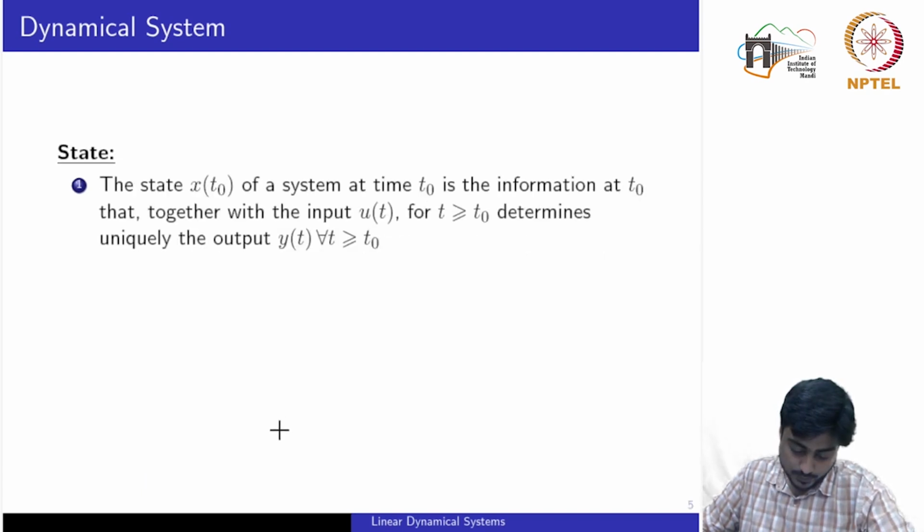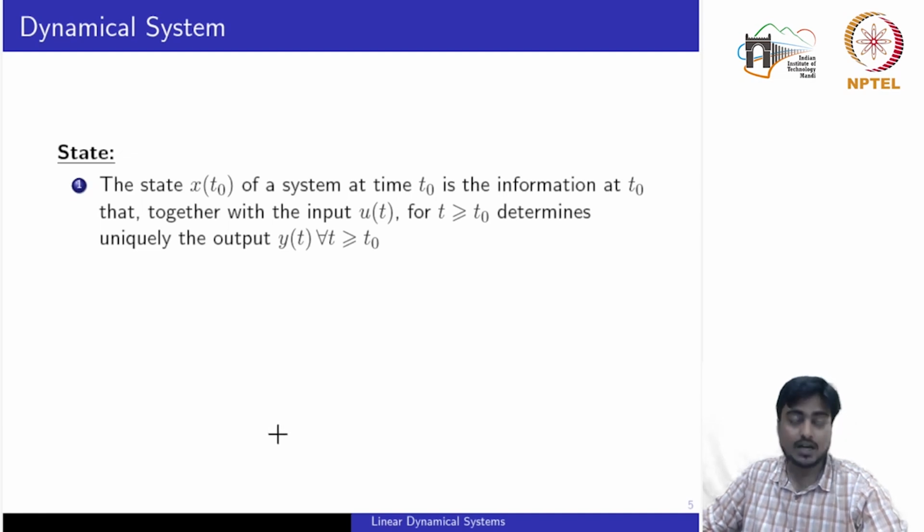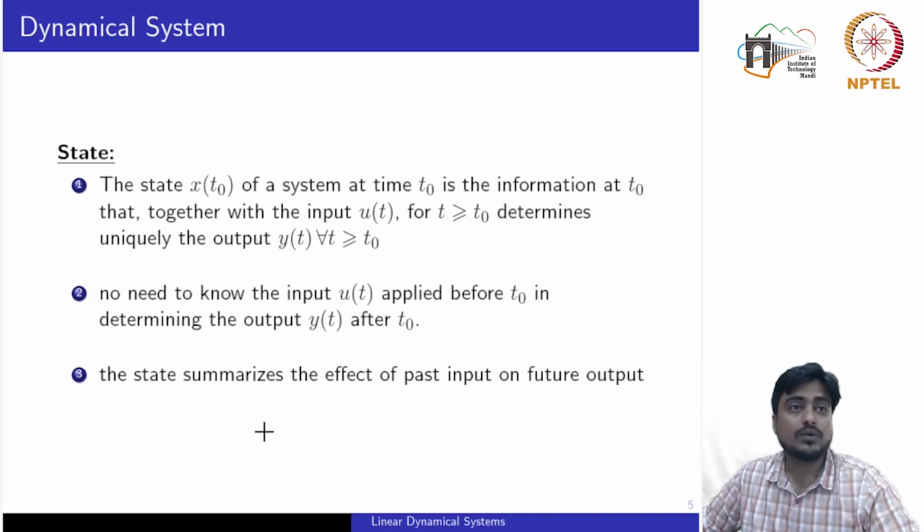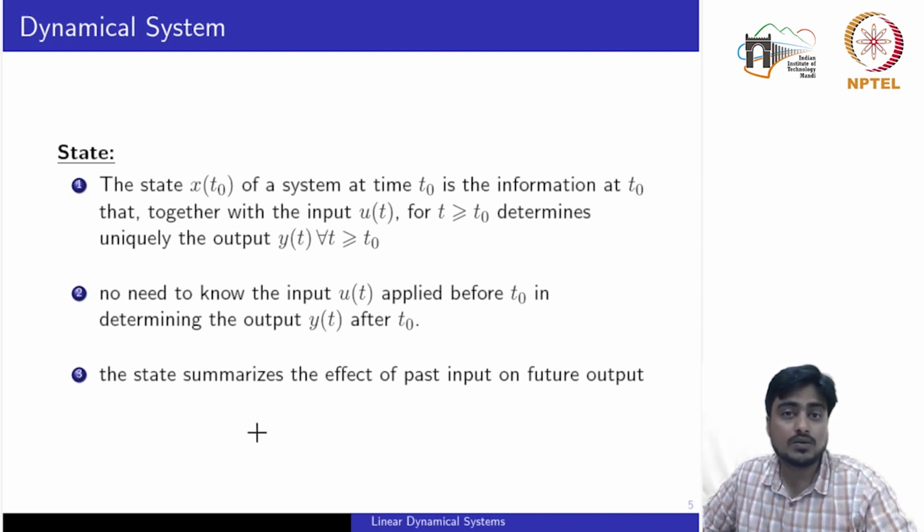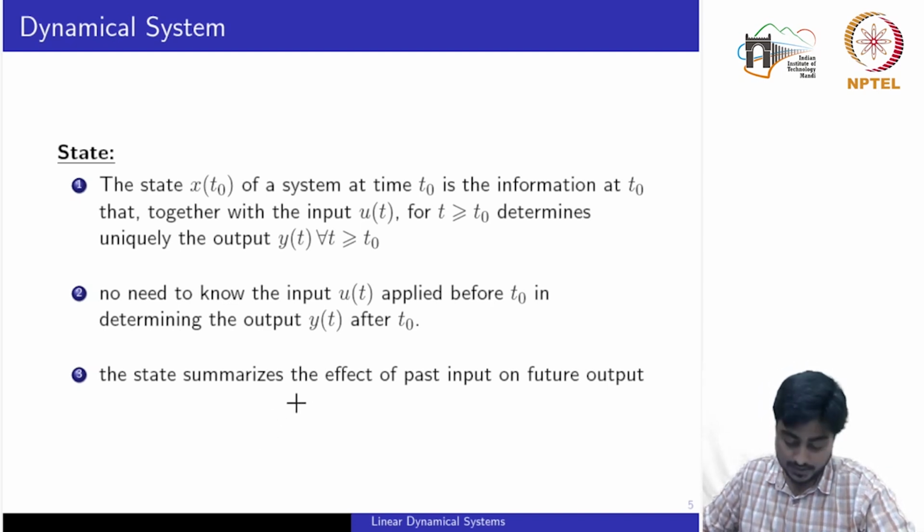So in this respect, the state of a system at time t naught, that is x of t naught, is the information at t naught that together with the input u of t for t greater than or equal to t naught determines uniquely the output y of t. What does it mean? Now if we have the information about the state at time t naught, then we do not need to know the u of t applied before t naught. So in fact, the state summarizes the effect of the past input on the future output.